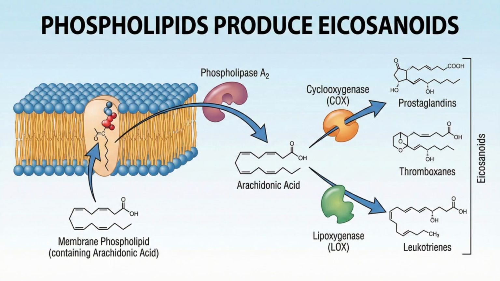Function 10. Phospholipids produce eicosanoids. When needed, fatty acid tails are snipped off the membrane and converted into potent signaling molecules like prostaglandins. These regulate inflammation, pain, and fever throughout the body.